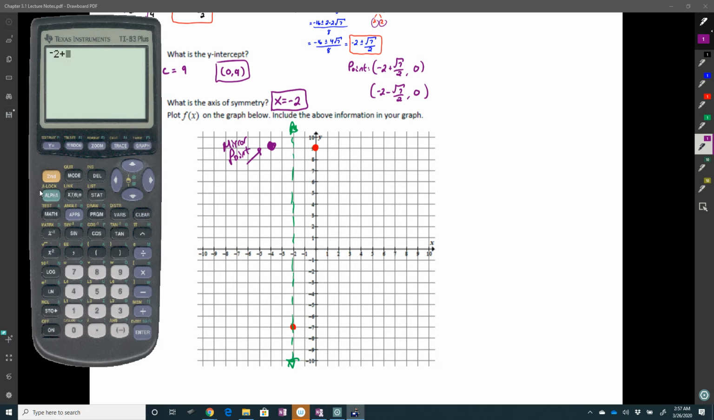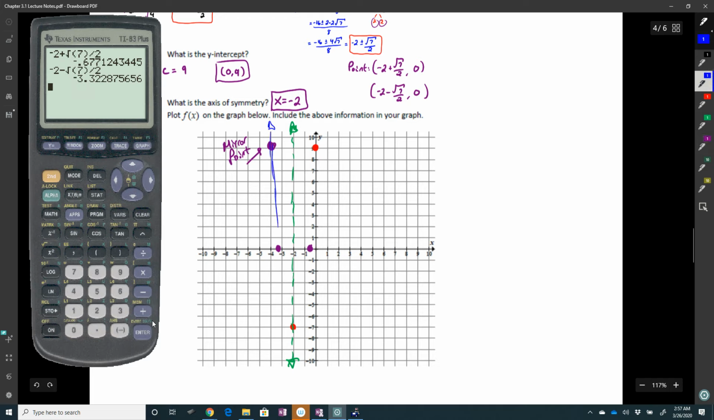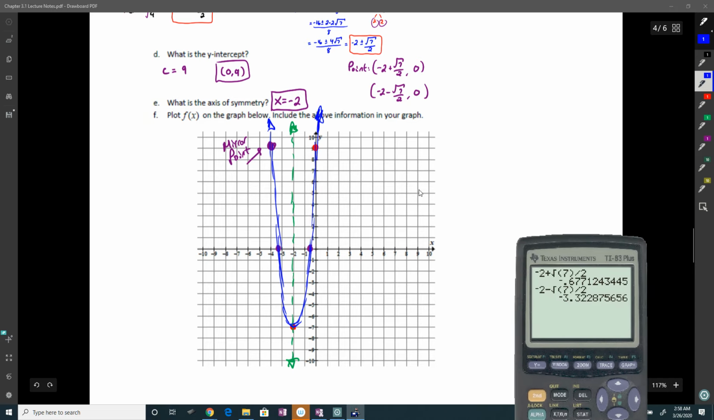Negative 2 plus square root of 7 over 2. Negative 0.677. So right there. And then I can just do second enter and change the plus to a minus. Negative 3.32. Negative 3.3. And there you go. So connect the dots as best you can. Notice it has to be the shape of a parabola, but it has to curve. And there you go. All right.